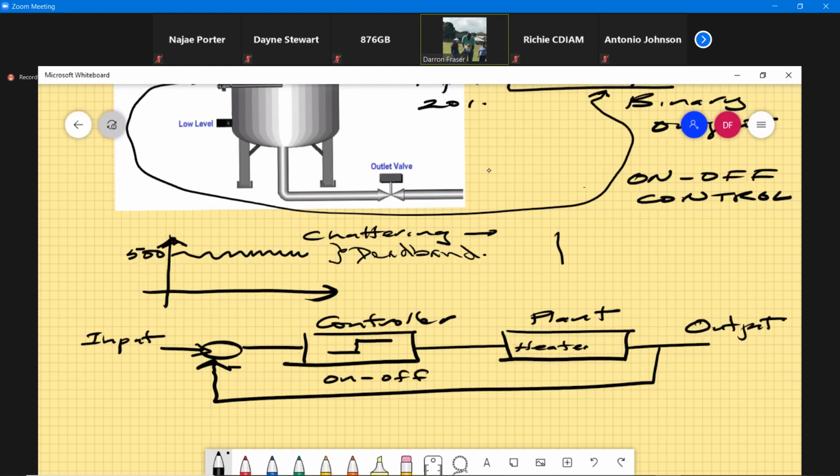Now, if your controller has what is called a dead band, what is a dead band? Instead of saying at 500, let us say that our lower limit is 490 when we want the system to turn on, and our upper limit is 510 degrees when we want the system to turn off.